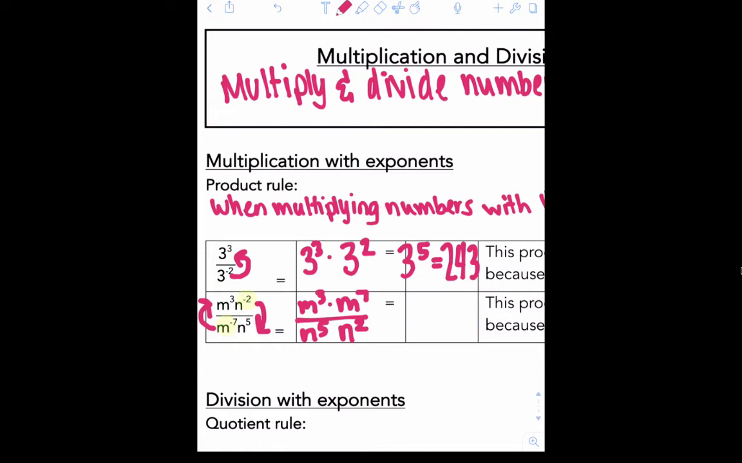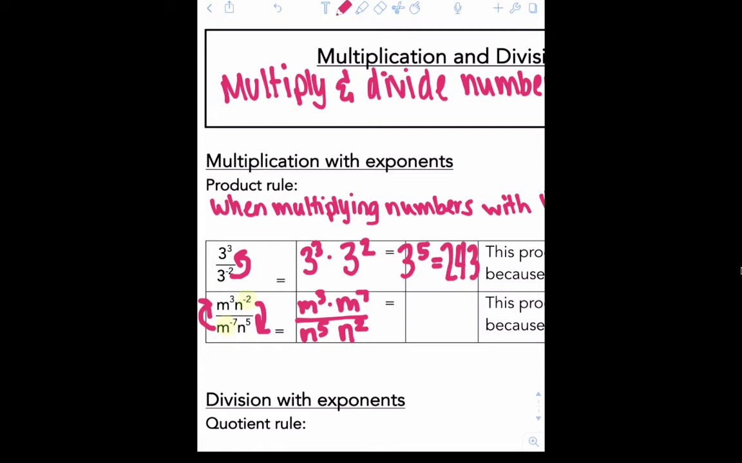Now I have like bases. So even though I have multiple variables in this, my m's and my n's are both like bases. So I'm going to end up having two different variables in this problem. And that's okay.